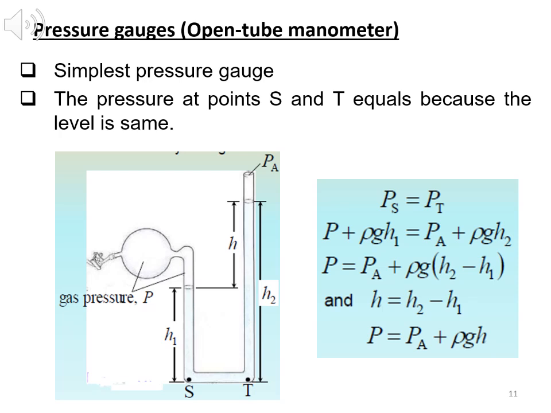One of the mechanisms is the pressure gauge's open tube manometer. The pressure at points S and T is equal because the level is the same, whereby pressure S is equal to pressure T.